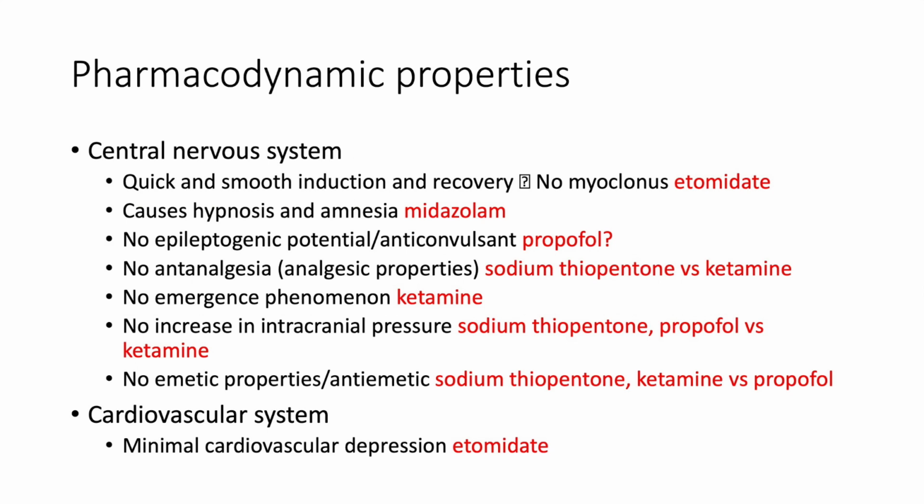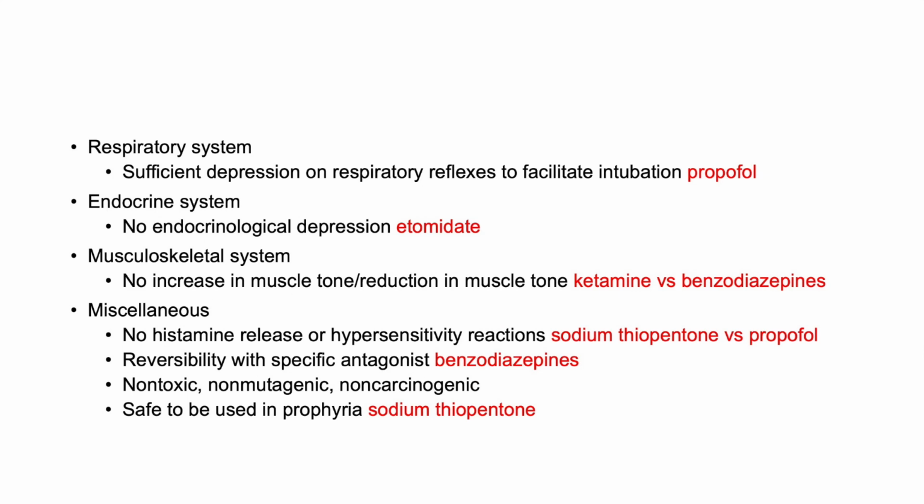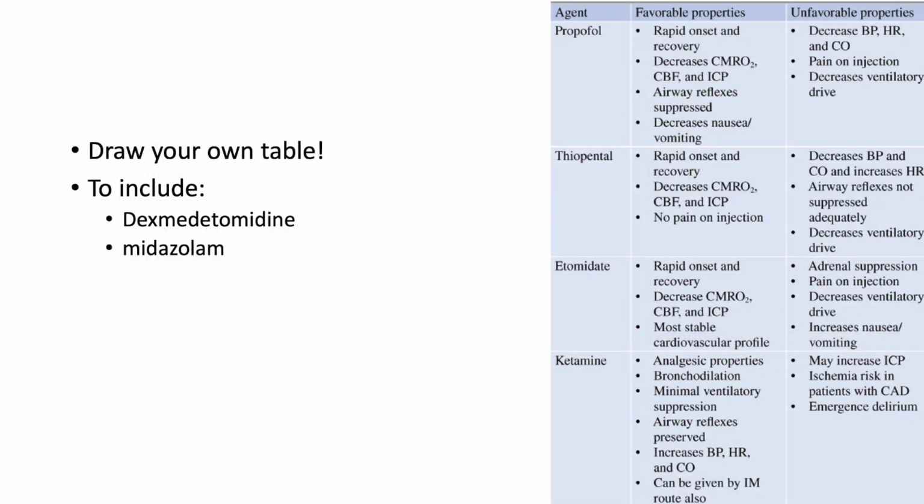So we divide into three. We want to classify our answers. So it's the physical chemical properties, the PK properties, and also the PD properties. Okay. Then we'll go through it one by one. So draw your own table and know what the favorable properties of each of these are. Get the drugs over here and you have to include dexmedetomidine, midazolam, and that.